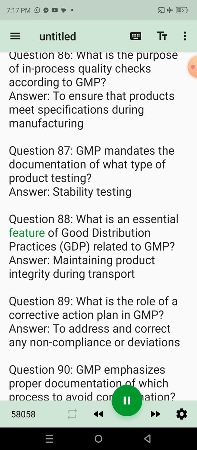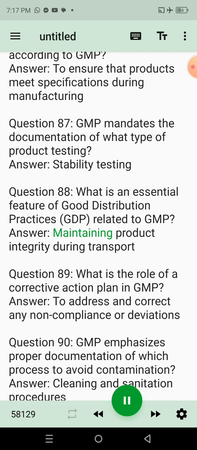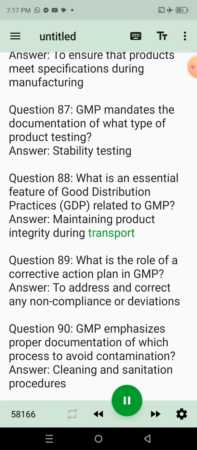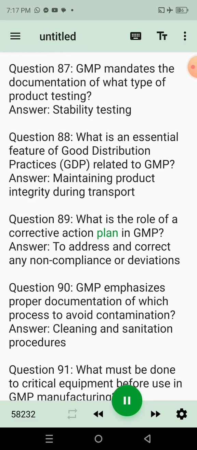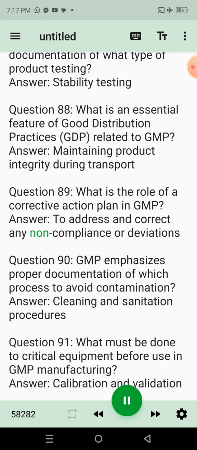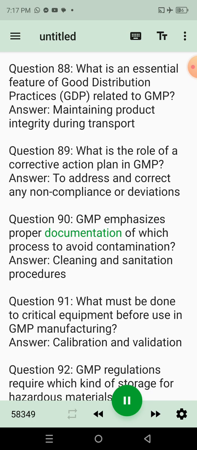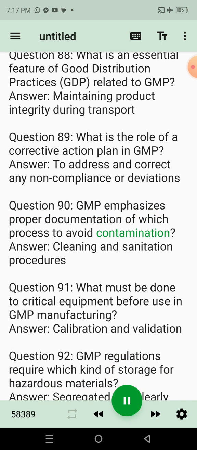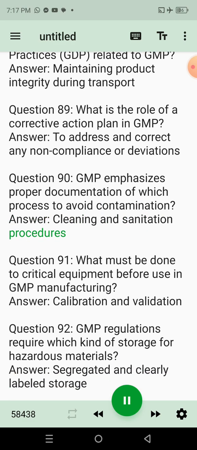Question 88. What is an essential feature of good distribution practices (GDP) related to GMP? Answer: maintaining product integrity during transport. Question 89. What is the role of a corrective action plan in GMP? Answer: to address and correct any non-compliance or deviations. Question 90. GMP emphasizes proper documentation of which process to avoid contamination? Answer: cleaning and sanitation procedures.